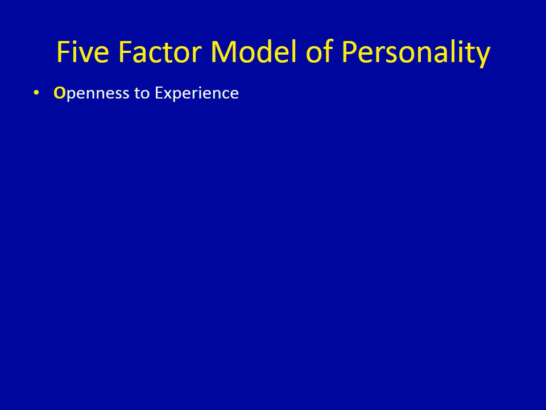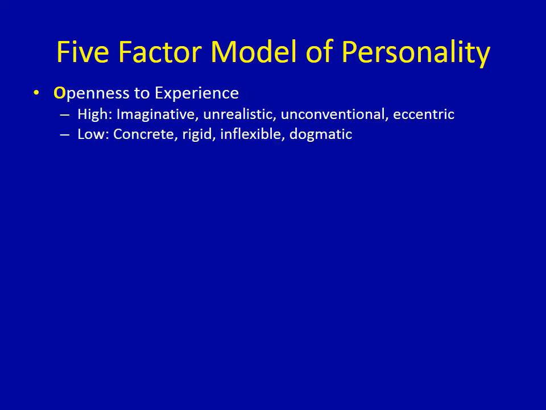So the first component of the 5-factor model of personality is O, or openness to experience. So individuals who are high on openness to experience tend to be imaginative, they may be unconventional or creative, or at more extreme levels of high openness to experience, this may be an individual who is unrealistic or eccentric. In contrast, individuals who are low on openness to experience may be concrete, they may be rigid or inflexible, they may be dogmatic or applying rules, or they may be uncreative. So these are individuals who are not demonstrating a high level of openness or creativity.